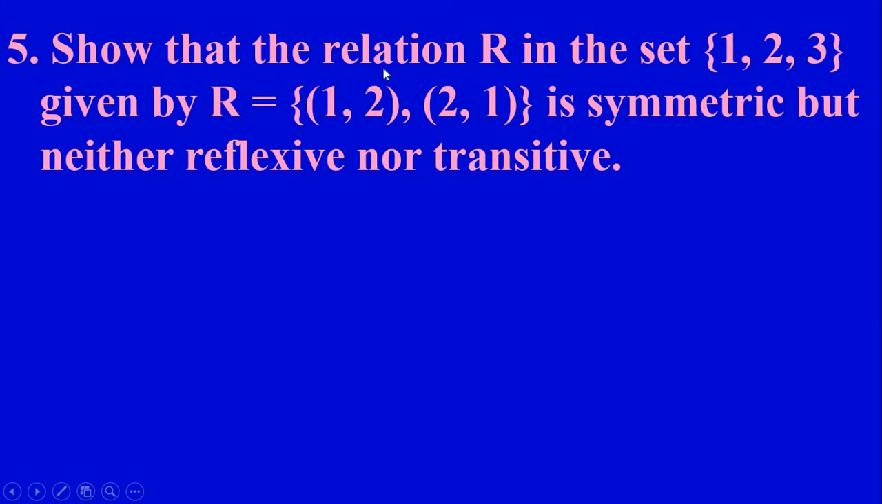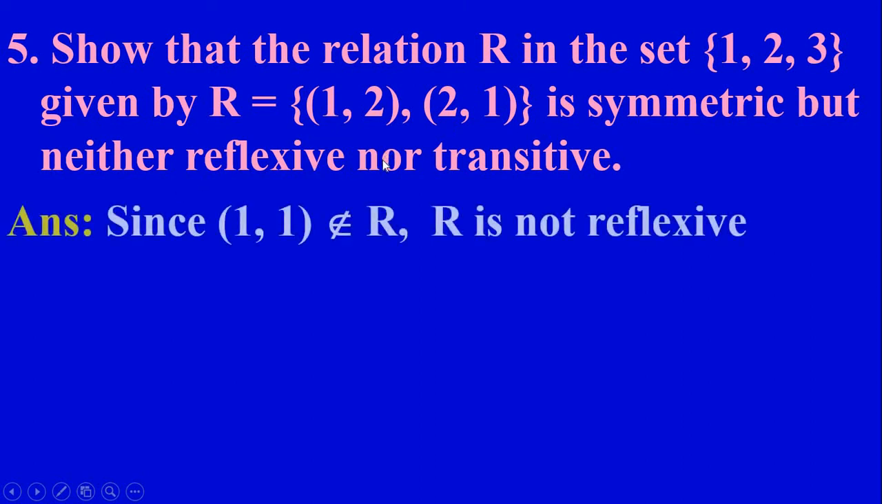So next one, show that the relation R in the set {1, 2, 3} given by R = {(1,2), (2,1)} is symmetric but neither reflexive nor transitive. So this relation is only symmetric, and you have to prove that. Now here (1,1), (2,2), (3,3) are not there. So therefore it is not reflexive, since one element missing is enough. Since (1,1) is not there, this is not reflexive.